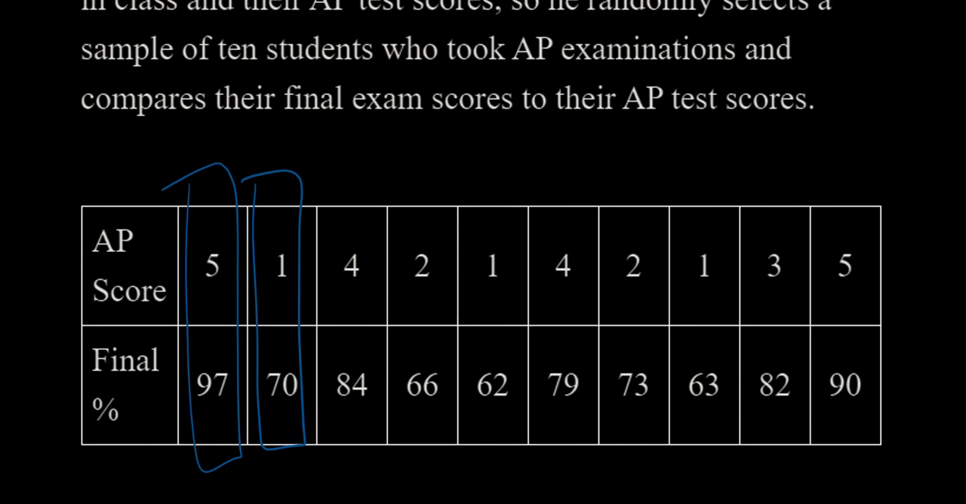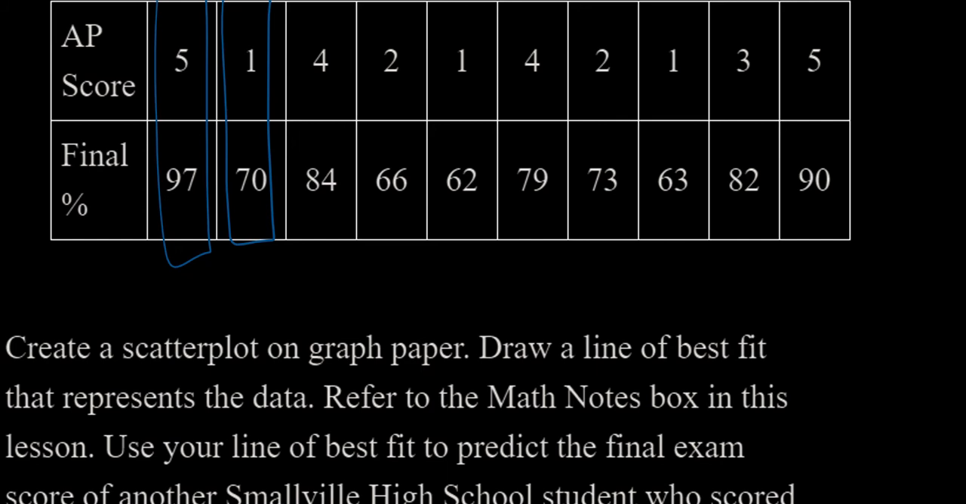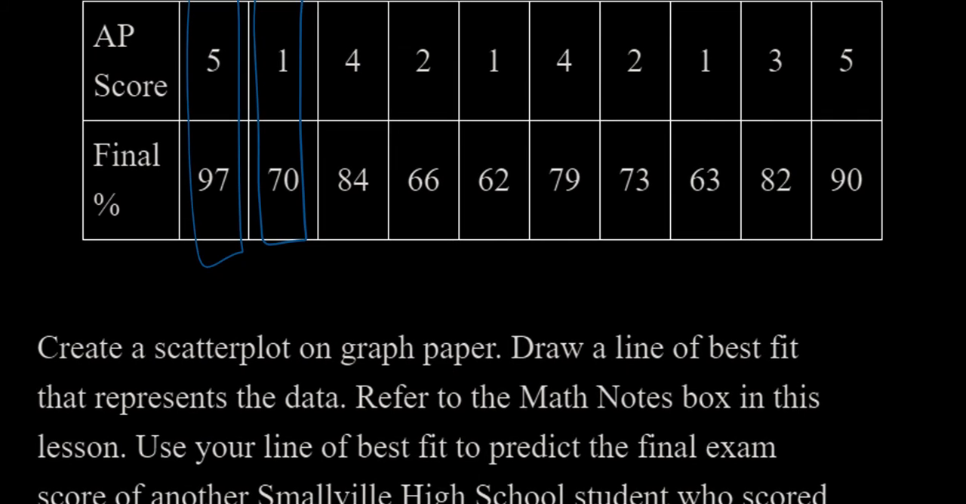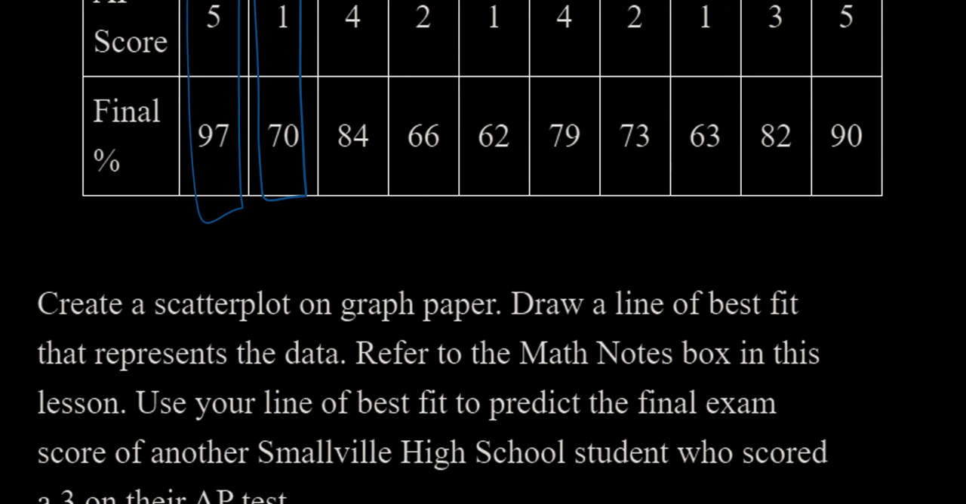What we're asked to do is create a scatter plot on graph paper and draw a line of best fit that represents this data. Well, if I look at this, I need to have AP scores like 1, 2, 3, 4, and 5. And then I need to have these percentages.